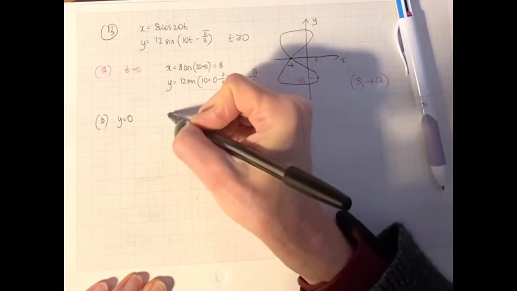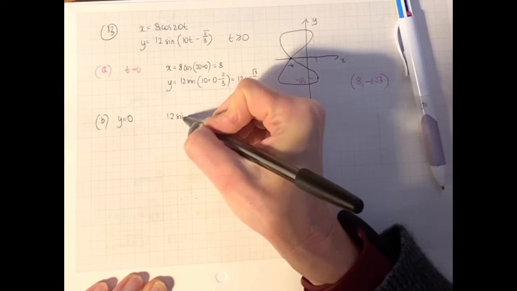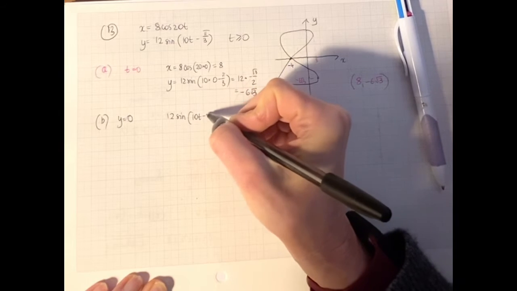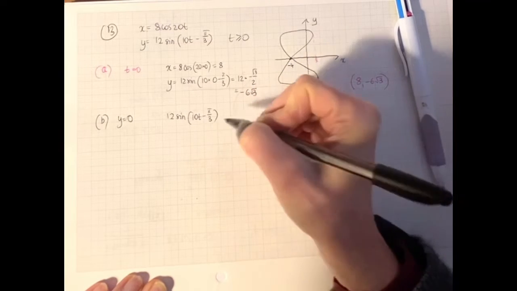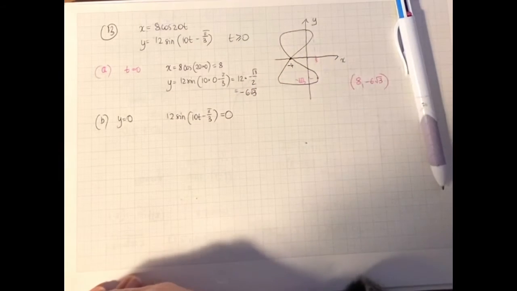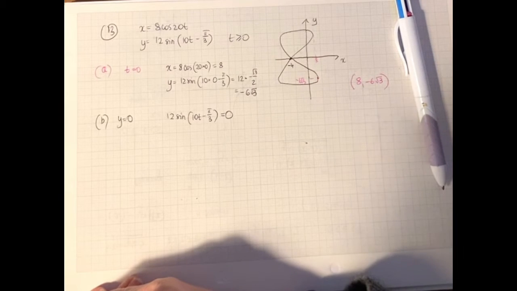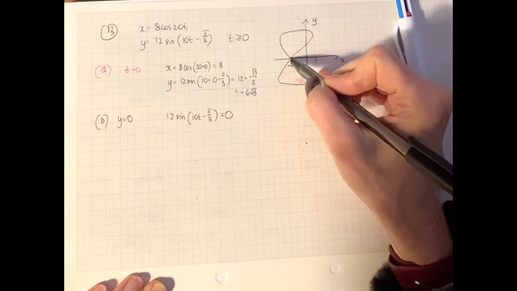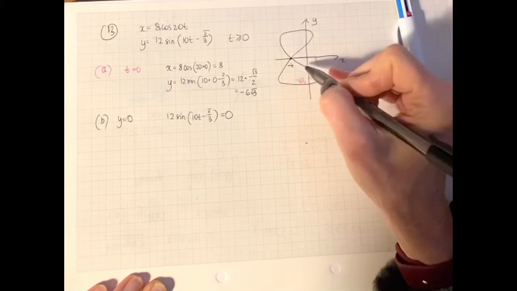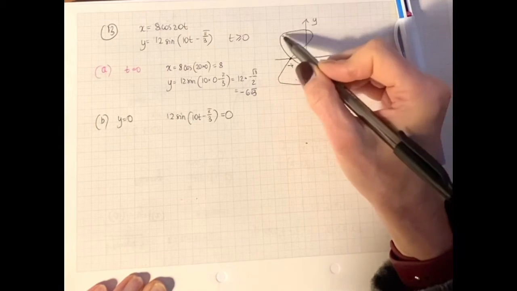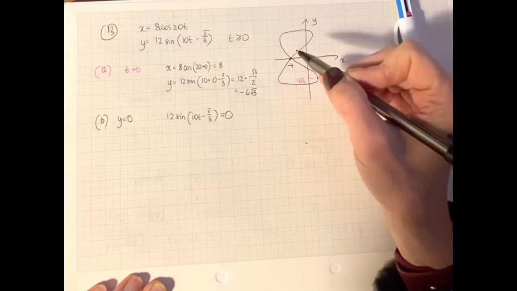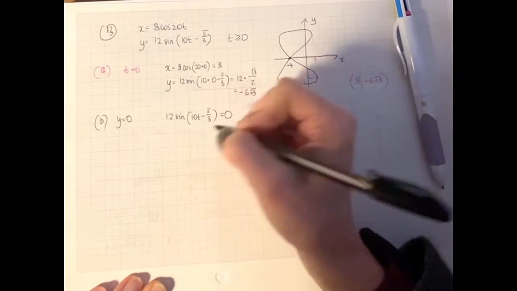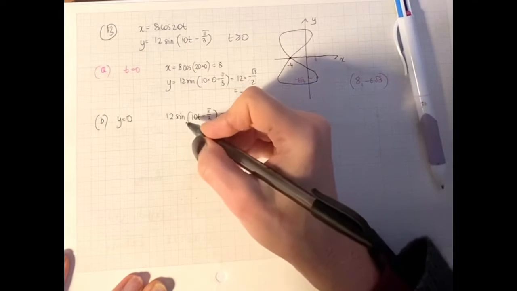So if I can solve this equation, 12 sine (10t minus pi over 3) equals 0, that should give me what I need. I'm going to look for the first two solutions, the first one when it starts, and the second when it comes back onto itself, without having to do it again. So 2 consecutive solutions are required.